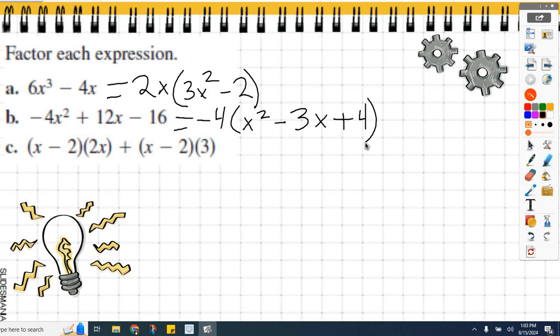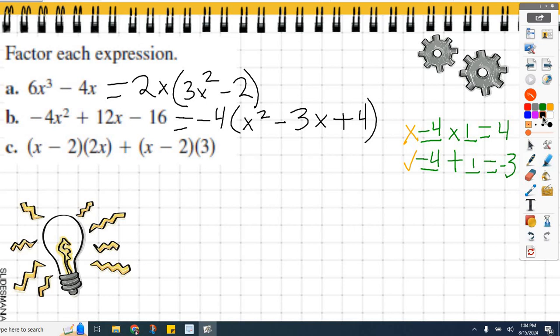What is our leading coefficient now for the inside part? 1. So we're just looking at what multiplies together to give us 4 and adds together to give us negative 3. Negative 4 and 1 would be okay for the multiplying, but it does not work for the adding, because that would give us negative 4.